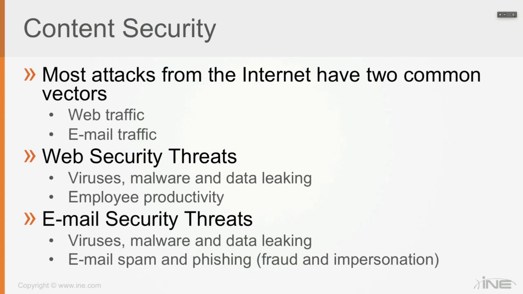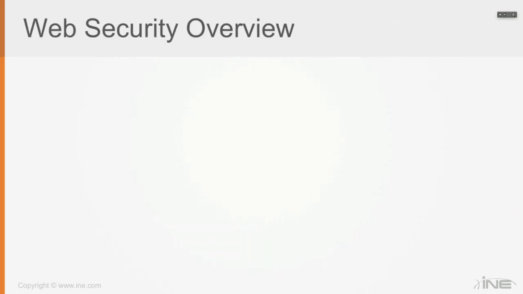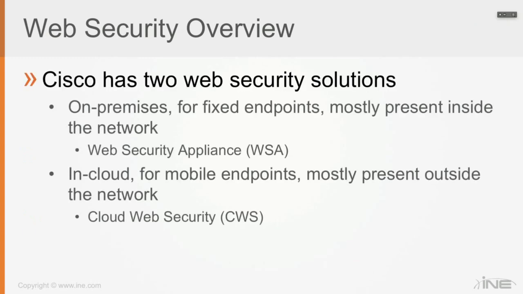And of course, because those are the two most common attack vectors, web and email, Cisco has solutions for both of them. Now let's speak about the web security part, where Cisco has two different web security solutions. One is on premises, which in general is for fixed endpoints, like computers that in general are going to stay within the network and are not mobile. And for that scope, Cisco has the product which is called the Web Security Appliance.